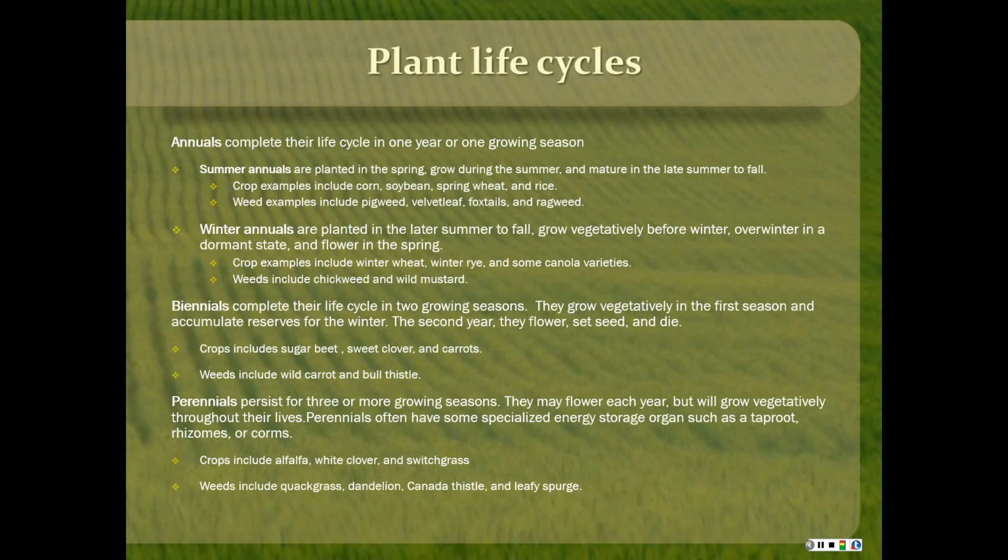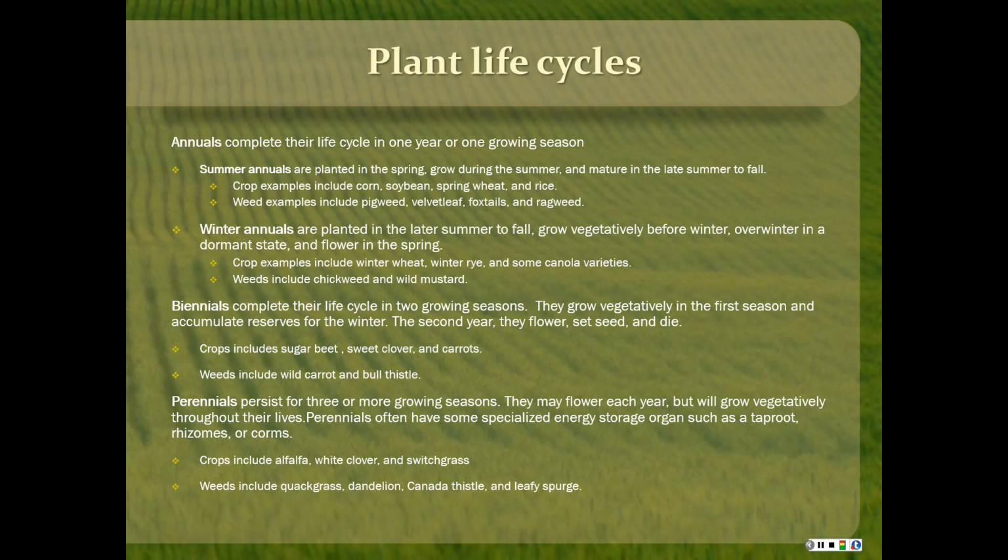And a winter annual is planted in the later summer to fall, and it just grows vegetatively before winter, and it overwinters in a dormant state and flowers in the spring. And crop examples would be like winter wheat and winter rye. And there's some winter canola varieties now. And then weeds that are winter annuals are chickweed and wild mustard.